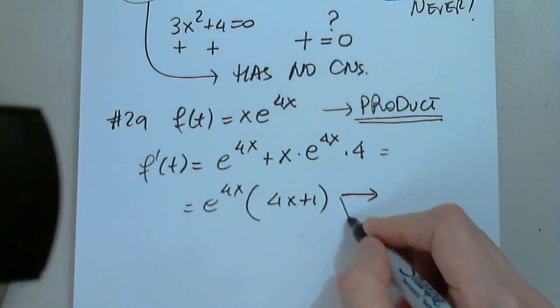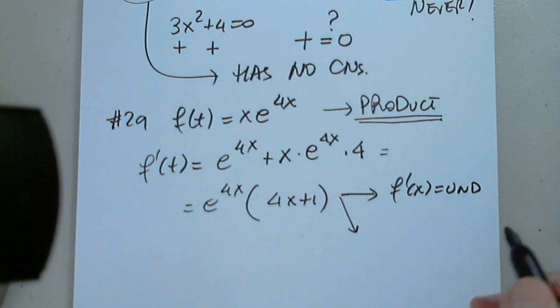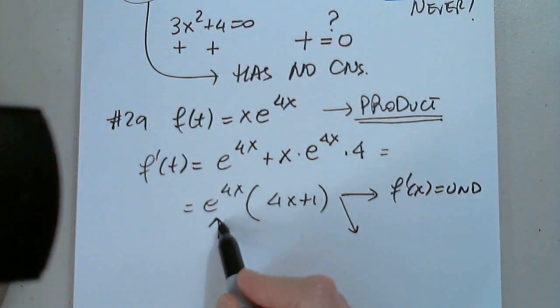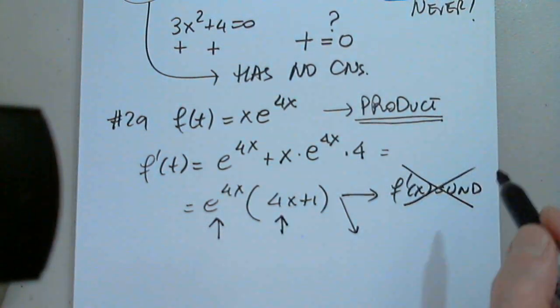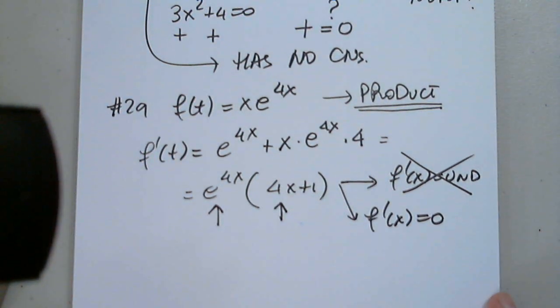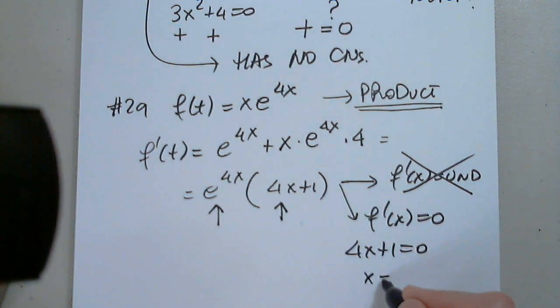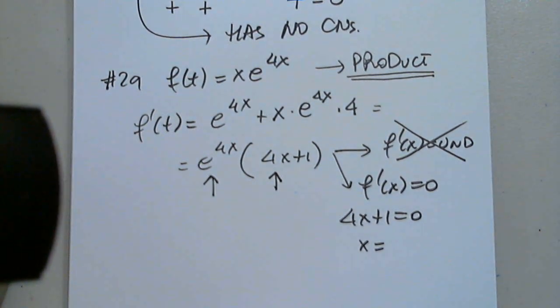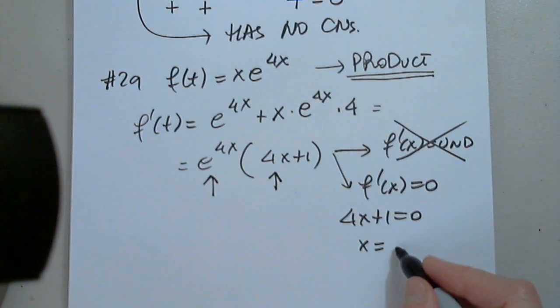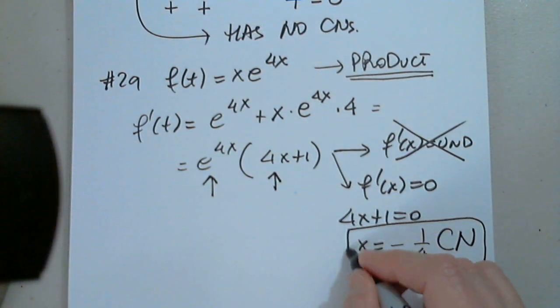So I have to analyze two things here. Can this be undefined? No. This is always defined, and this is always defined. None. But can this be 0? This e to 4x can never be 0. But when 4x plus 1 is 0, how much is x? We move 1 and divide by 4. So x equals negative 1/4 is the only critical number that this function has.